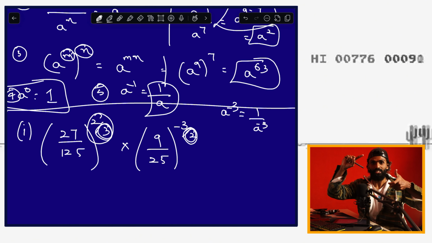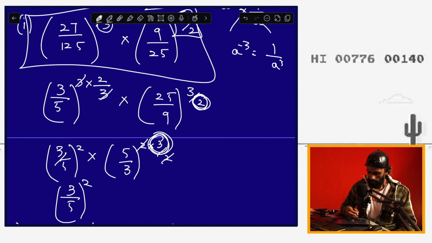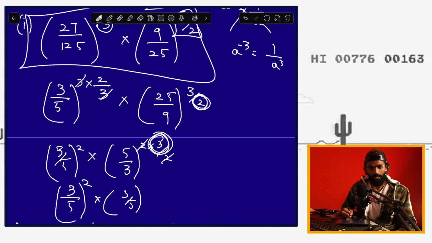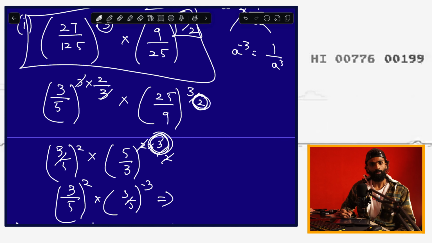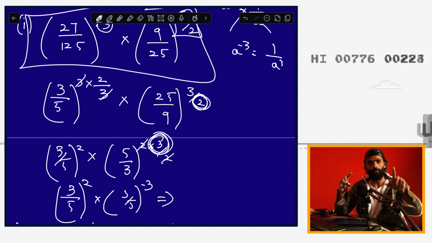3 by 5 is the first part. Can I make 5 by 3 as 3 by 5? Yes. What do I do? I flip the base. Once I flip the base, what happens to the power? The sign changes in the power. So it becomes minus 3. Okay. So I hope you guys have no confusion with that. Wantedly I did this. Twice I flipped it so that you guys get to know the concept of it.